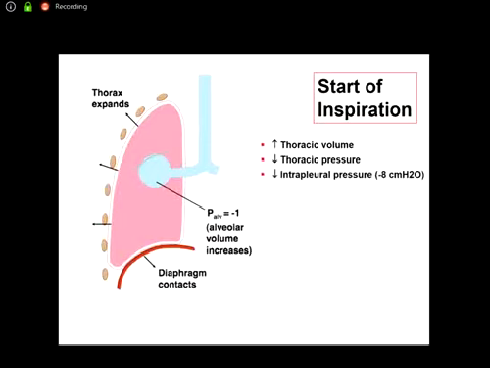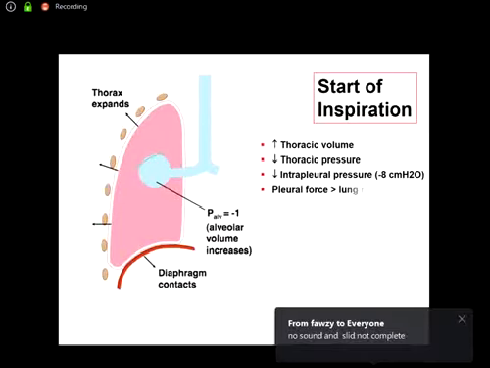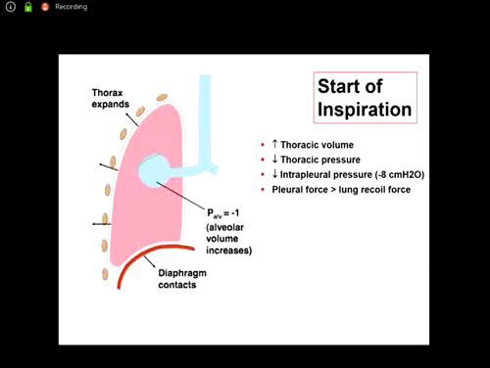Okay, now the intrapleural pressure also will go down. It was -5, now it will become -8. Because you have increased volume there, the pressure inside the pleural space also becomes more negative. Okay, and now the pleural force is greater than the lung recoil force. Remember, the equilibrium was only -5. Now you have -8. So you have an excess of pleural force over lung recoil force. And that will make the lungs expand.